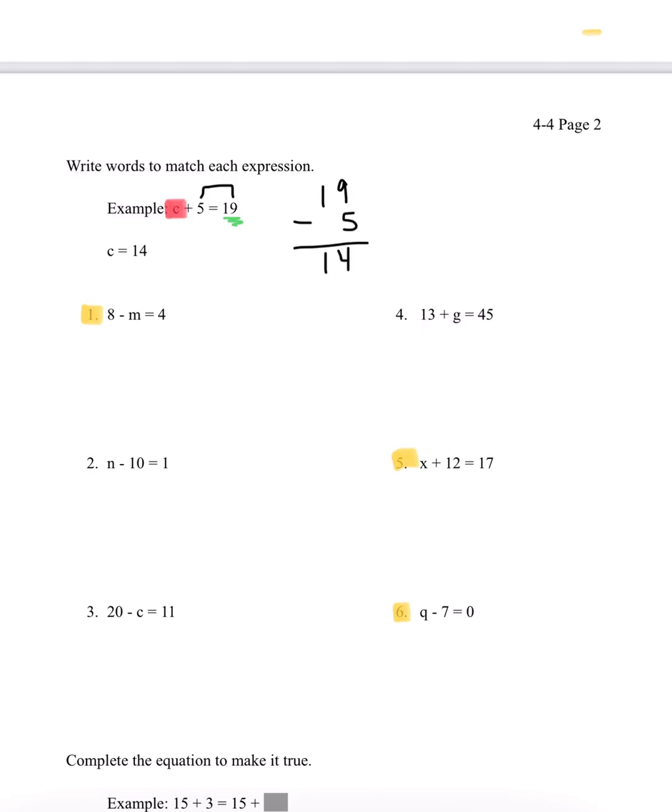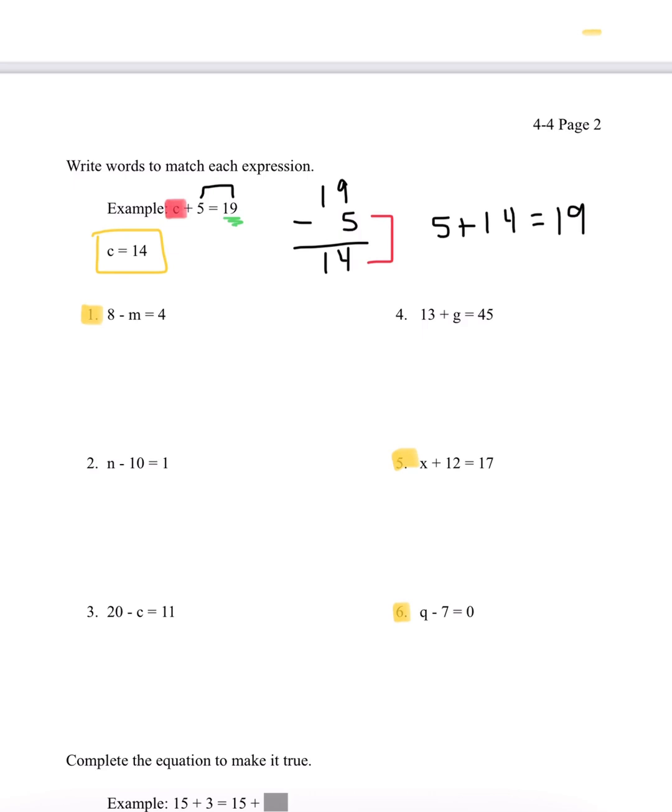And you could check your answer by looking at 5 and 14. If you add 5 plus 14, we get 19. So C is going to equal 14. That's our answer. I'm going to be going over number 1, 5, and 6.